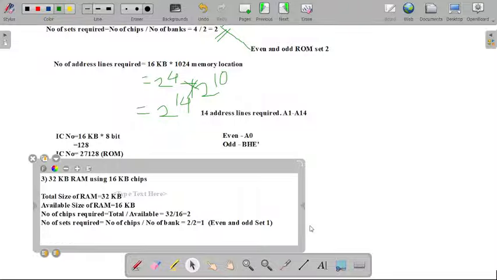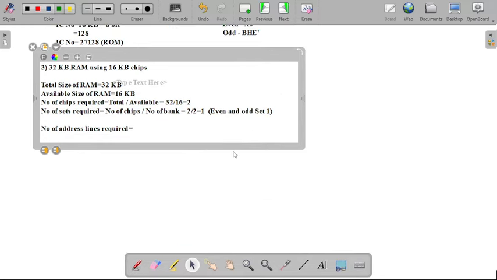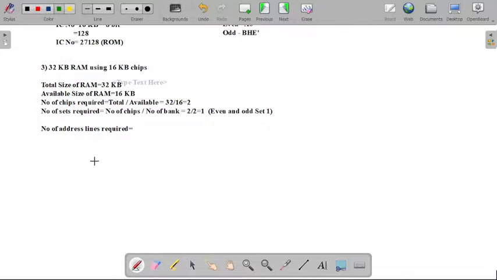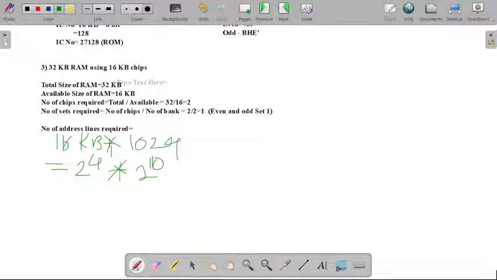Now we have to calculate the number of address lines required. How are we calculating this? We have 16 KB of data available. So this is 16 KB into 1024 memory locations. I'm writing here 16 KB into 1024 memory locations. So 16 KB is nothing but 2 raised to 4, and 1024 is nothing but 2 raised to 10. So 2 raised to 10 into 2 raised to 4, we got the answer 2 raised to 14. So here 14 address lines will be required.